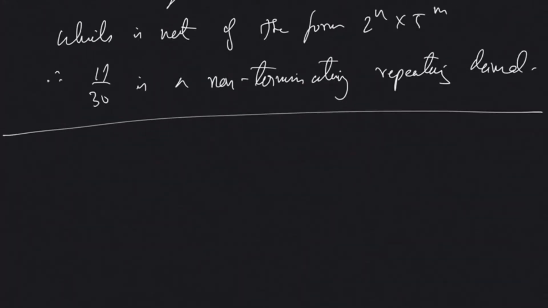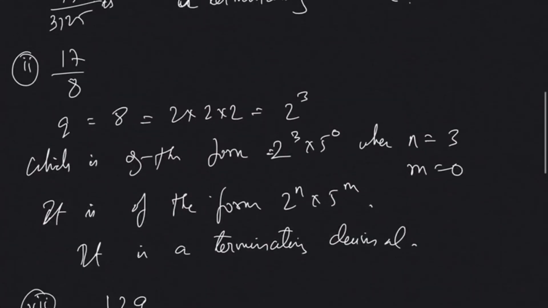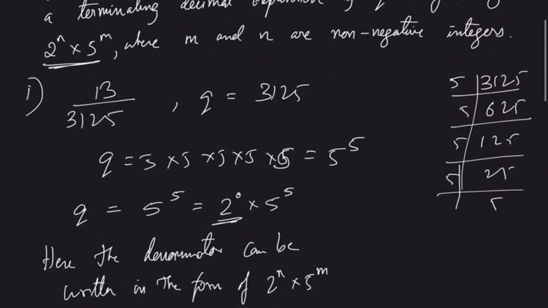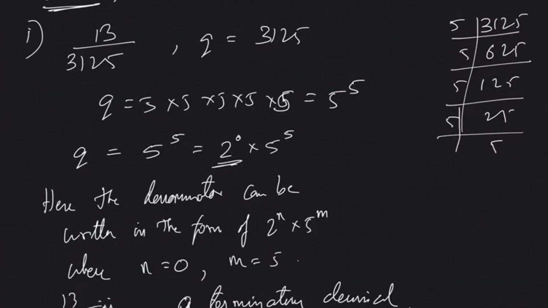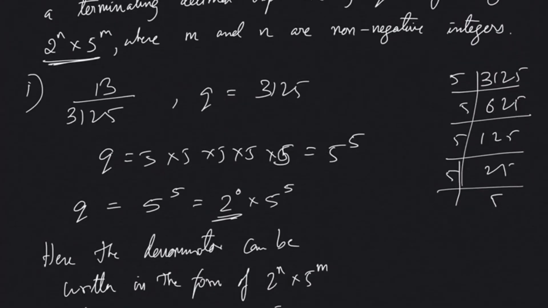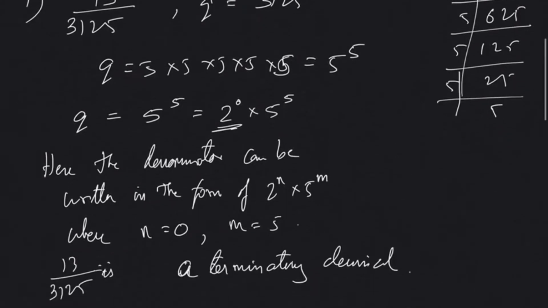Now I hope the concept is clear. Now let's move on to the second question, that is question number 2. I don't want to be writing the question, so I'll just read it. The question states: write down the decimal expansion of those rational numbers in question number 1 which have terminating decimal expansions. You can try any of the questions. If you cannot, please leave a comment below. We will give you the solutions of those questions also.